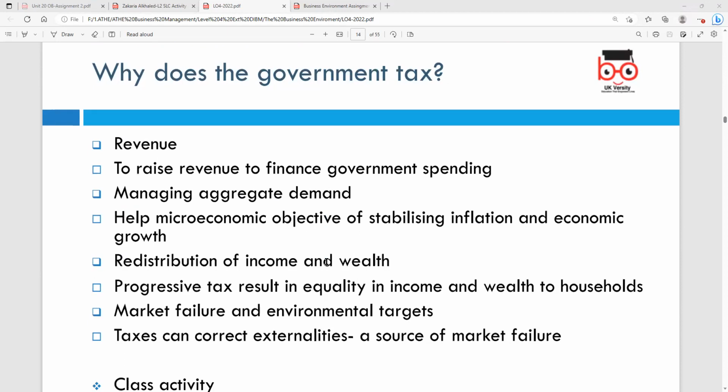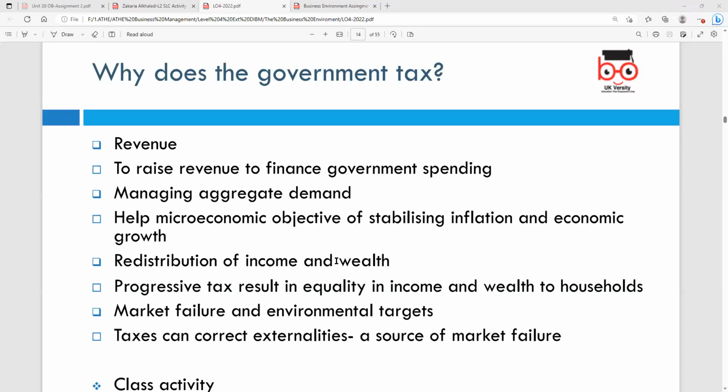The first thing we want to make sure you understand is that the government taxes the country. Why does it tax the people who are working, self-employed or employed? The government wants to tax them to collect revenue and to create demand. They want to stimulate inflation, or control inflation. They want economic growth. They want to redistribute the income, and make sure that people have an equal amount of money in income and expenditure.